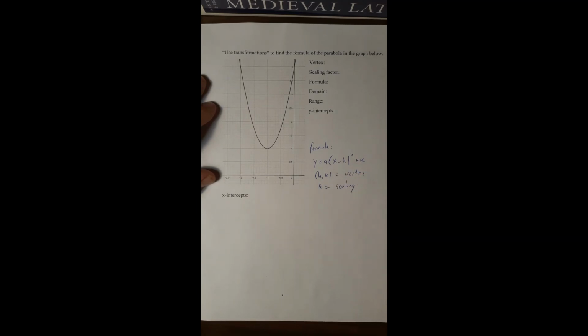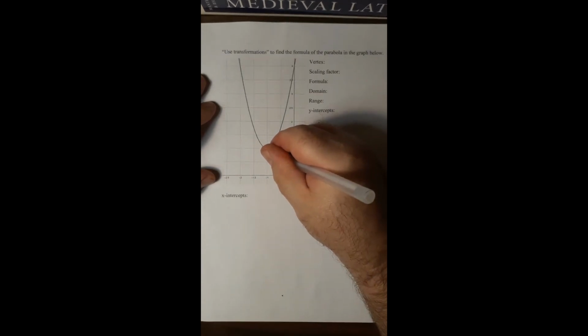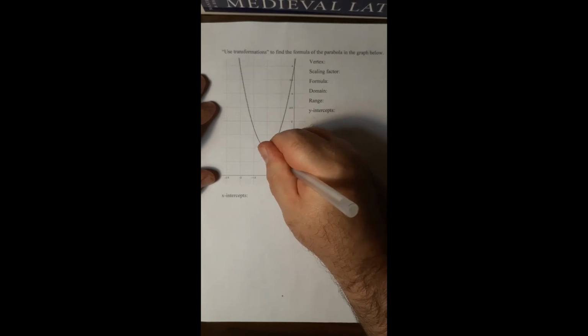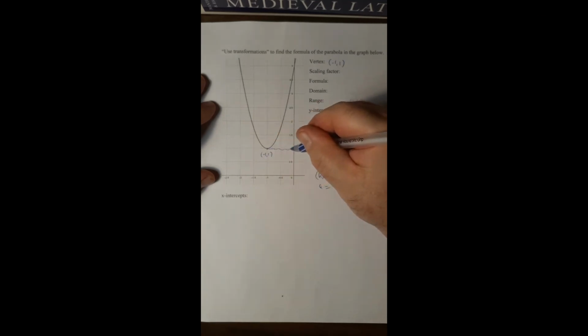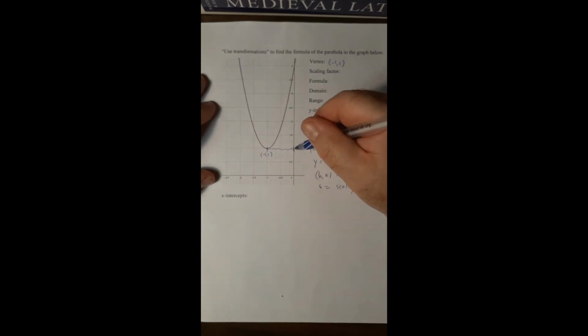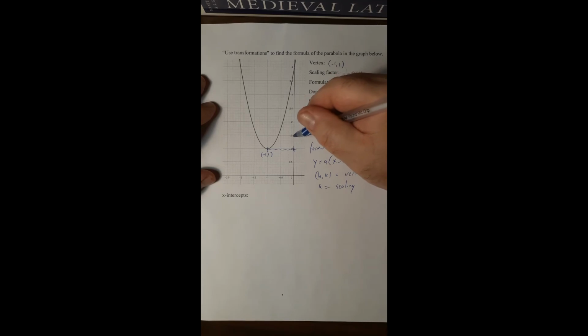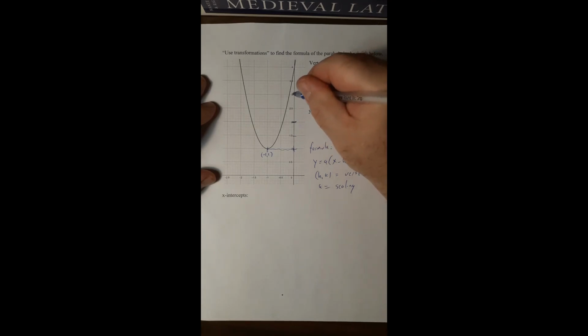So if I can find the vertex and the scaling factor, then I can write down the formula for the graph. So the vertex is at -1, 1. The scaling factor, I have to be a little bit careful here. 1 unit to the right. And then how far up do I go to get back on the graph? 1, 2, 3 units to get back up on the graph. So the scaling factor is 3.